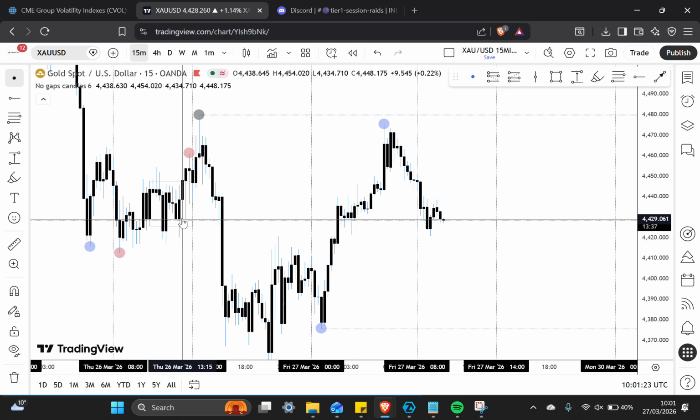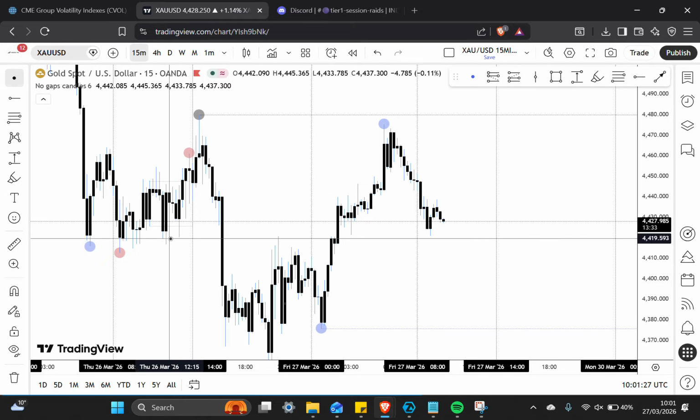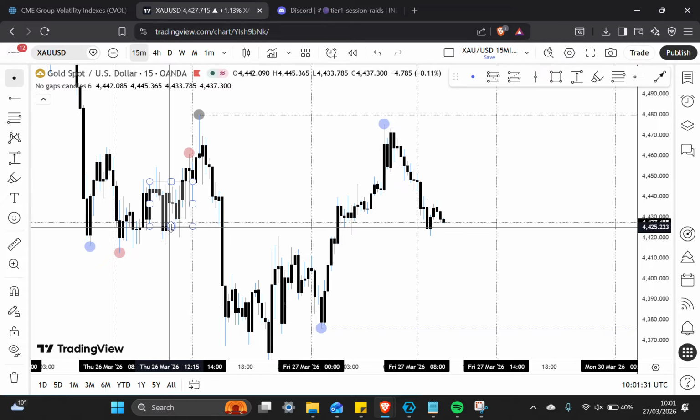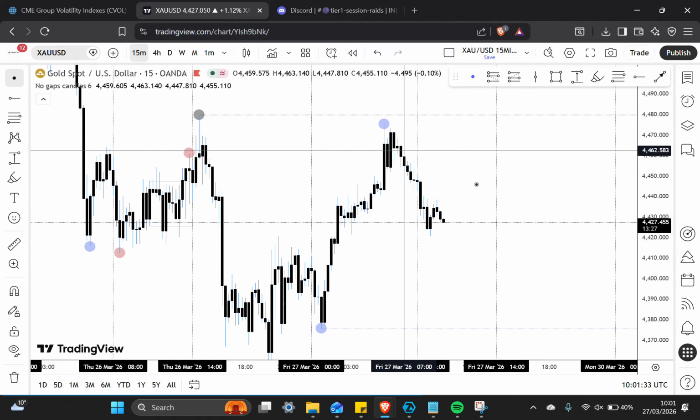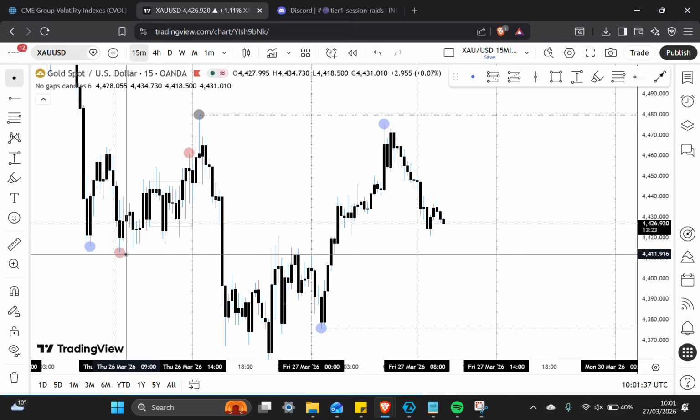NY fulfilled it. Now look at this. London returns back into that Delta area. 4425 is extremely valuable. I would say it's a key level for anyone that is keeping an eye on gold. 4425 is a key level. 4411 is a key level. I would keep an eye on 4411.